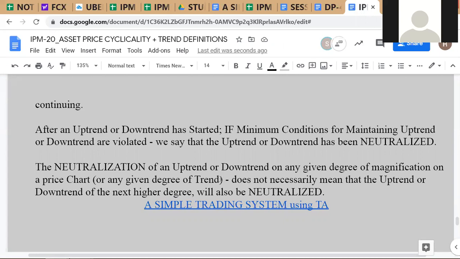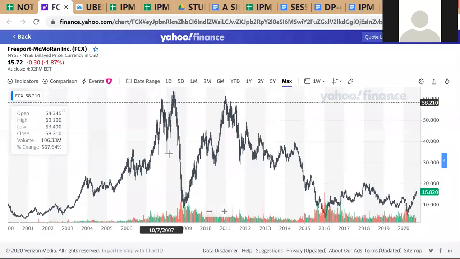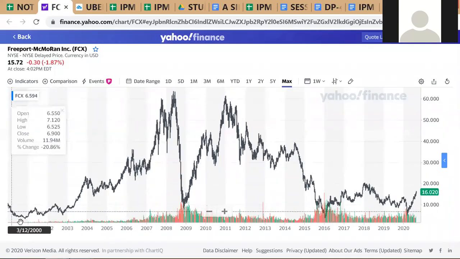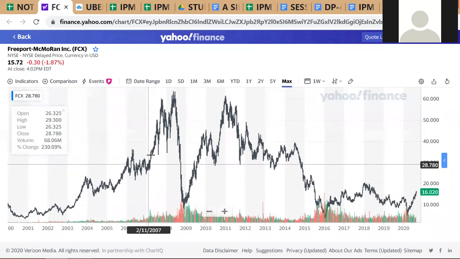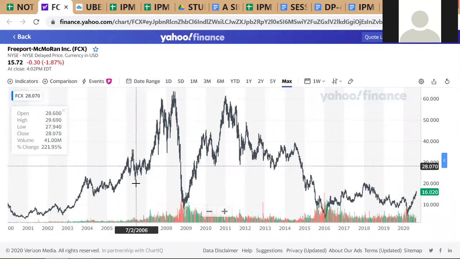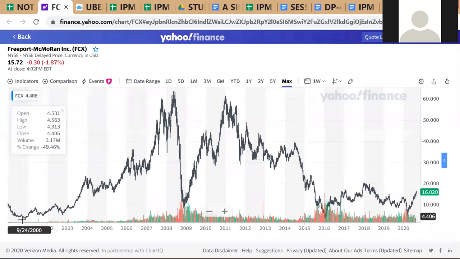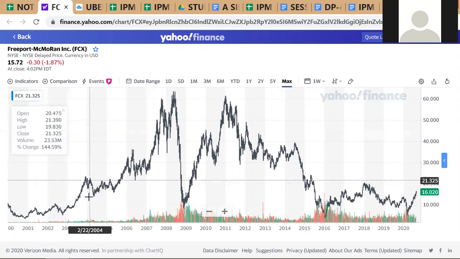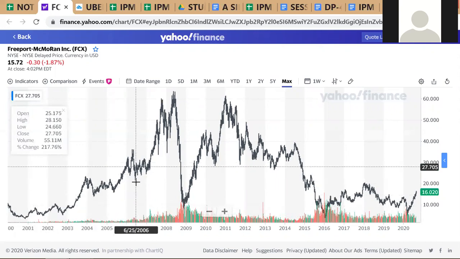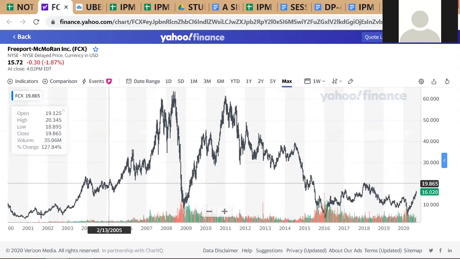Okay. Now, it does not necessarily mean that the uptrend or downtrend of the next higher degree will also be neutralized. What does that mean? This is what we are talking about here. Okay. This part. So if you see here, FCX, at this point, you can talk about 2 degrees of trend. One is the degree of trend, which is here, low, low, low, low here, low here, low here. Okay. Now there's also, so this is 1 degree of trend.